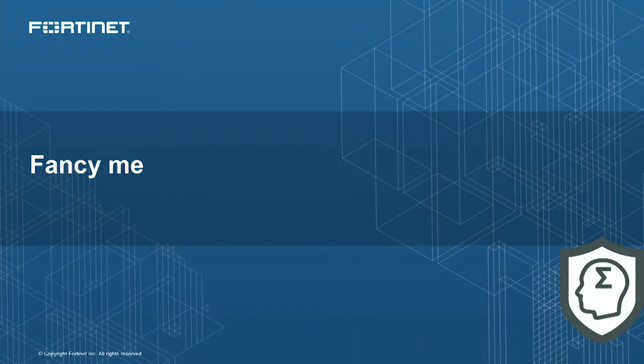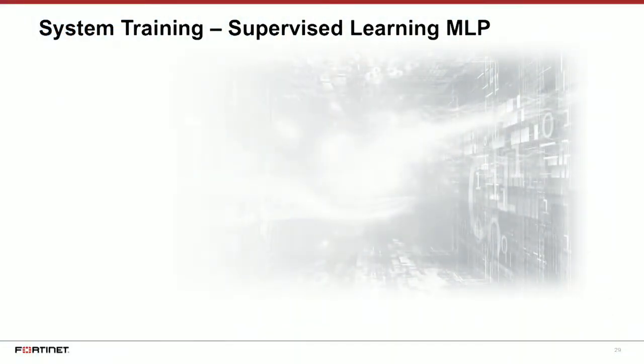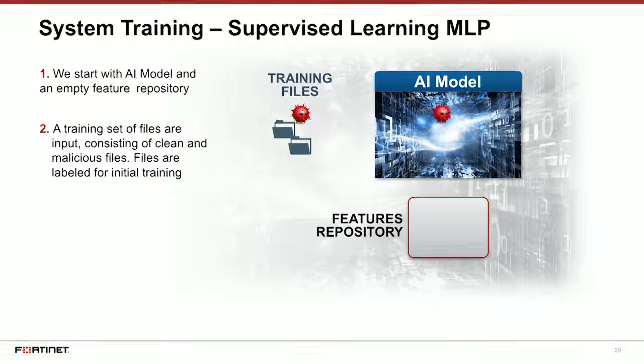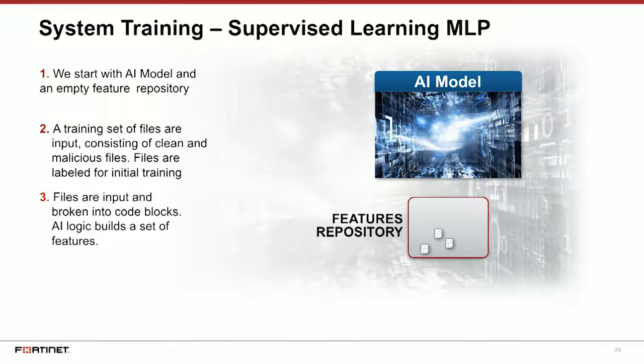So a little bit of graphics, so you guys can have a very clear understanding of this. As I told you guys, on system training, we are using the supervised machine learning perceptron. So we start the AI model with an empty feature repository, right? Then we get a hold of a bunch of virus samples, malicious samples, and clean samples. We label them, and we feed them into the model.